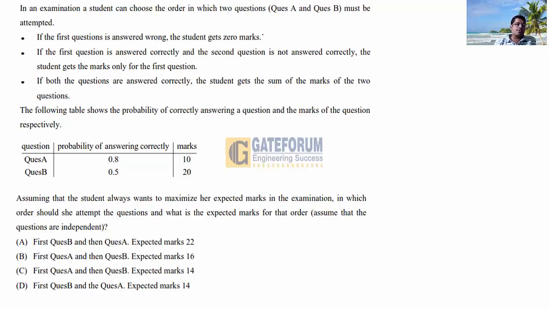If the first question is wrong, whether A first or B first, that means let us take both are wrong, then the total marks is 0. If A is attempted correctly first and B is attempted wrong, then the total marks for that case is 10. Now if question B first, then question A, B correct, A wrong, then the total marks is 20. If both are correct in any order, question A first, question B second, or question B first, then question A second, but both are correct, then the total marks is 30 marks.